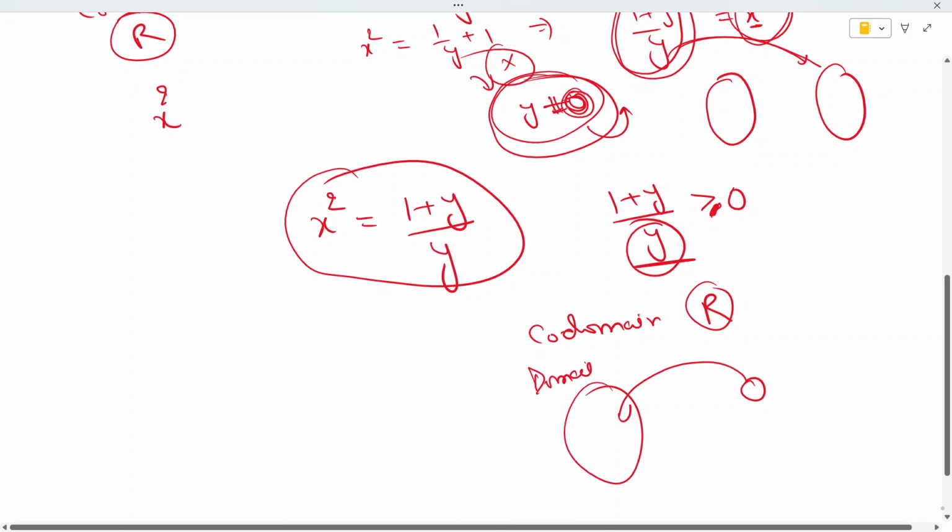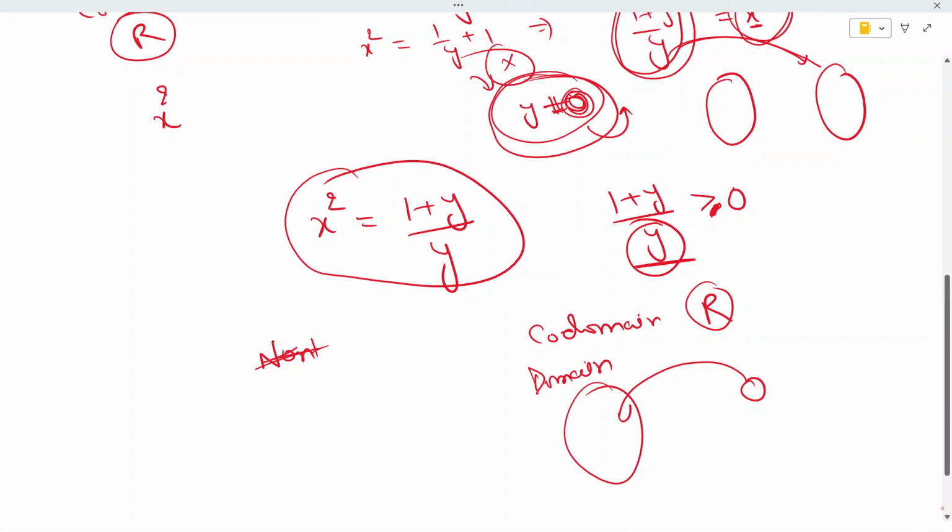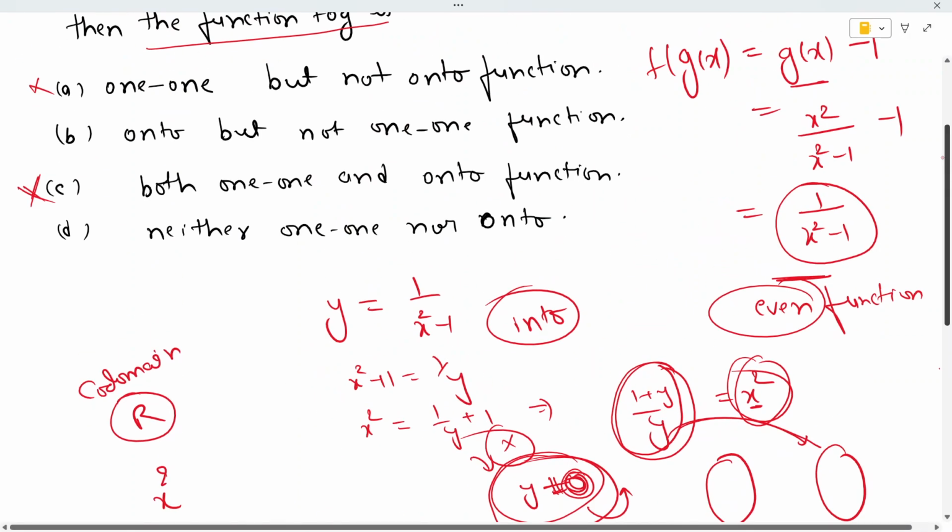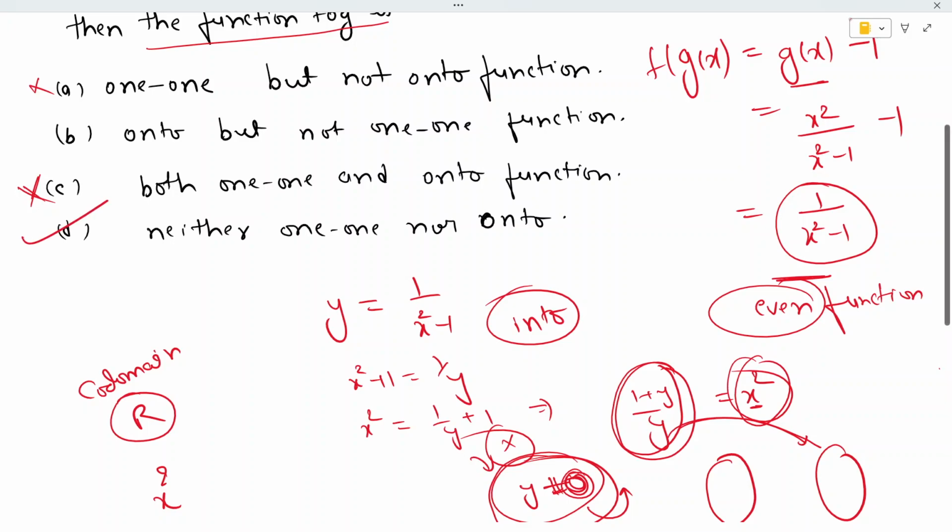So this is not onto. Not onto means into function. Okay. So clearly not 1-1 and into. So which one is clear? Not 1-1, not onto, so neither 1-1 nor onto. Option D is correct. Okay.